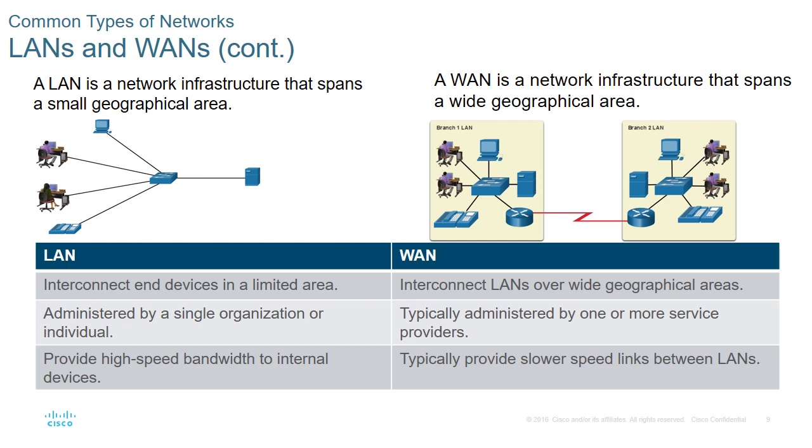Okay. If you see, the LAN is administered by a single organization or individual. We know that LAN is a private network. So LAN comes under a private organization or single organization. So that organization is responsible for managing the LAN. The next thing, LAN provides high speed bandwidth to the internal devices. So it's true. If you see the speed of the local area network, it is very high compared to WAN.